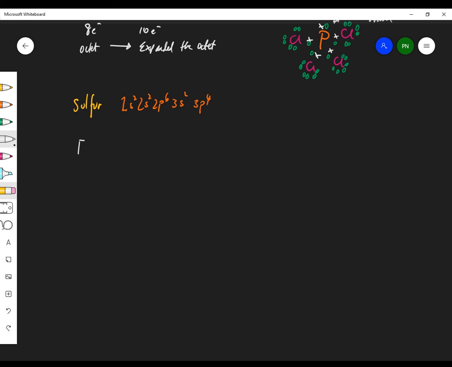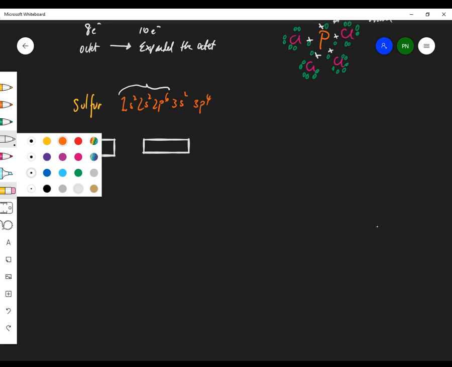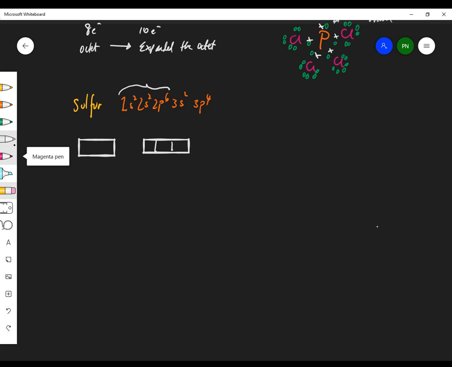Let's draw our electrons in sulfur. These are going to be the 3s and the 3p. Again, I'm going to ignore these inner shells here. Let's populate the electrons: 3s2, 3p1, 2, 3, 4. Looking at this, you'd imagine there are 2 unpaired electrons, and that would imply it can make 2 bonds.